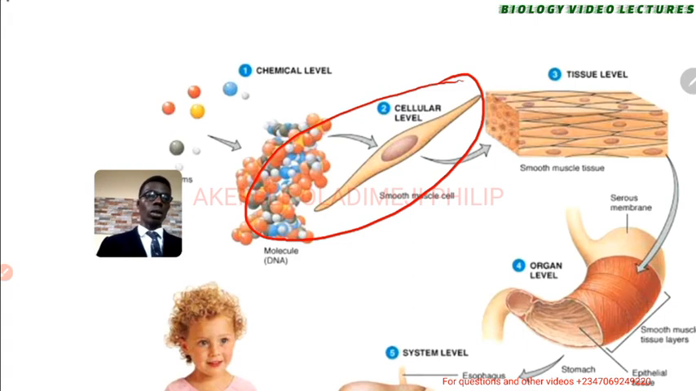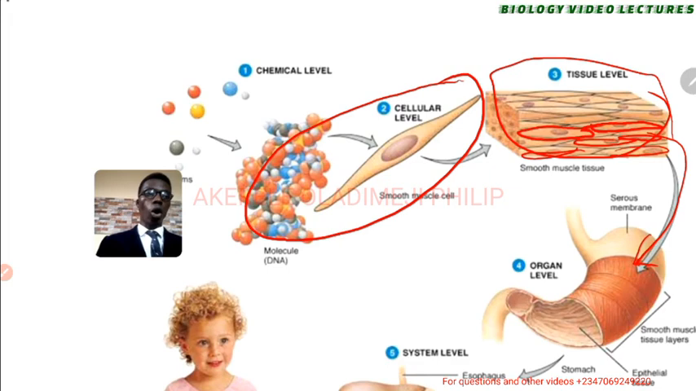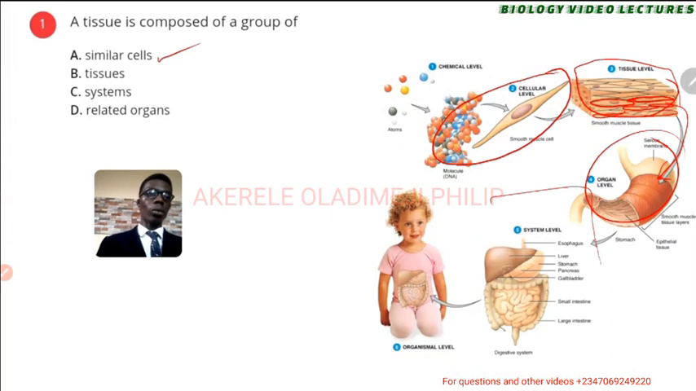Looking at this, you can see single cells coming together like that. Each of these cells are similar and form a tissue, and this tissue forms a part of this organ called stomach. And of course, a collection of organs forms a system, or organ system as the case may be.